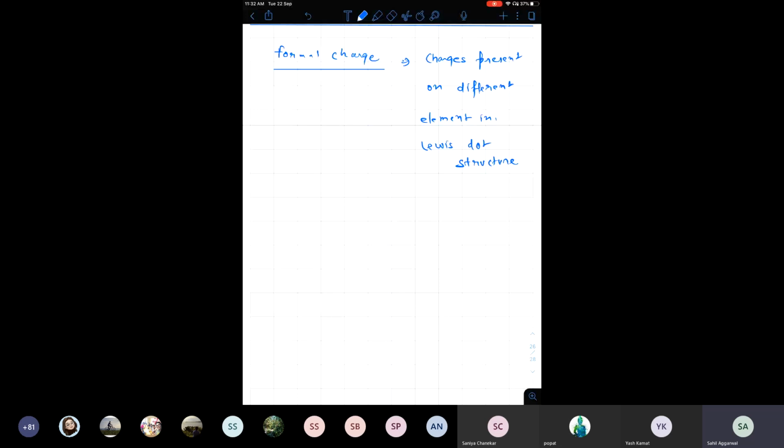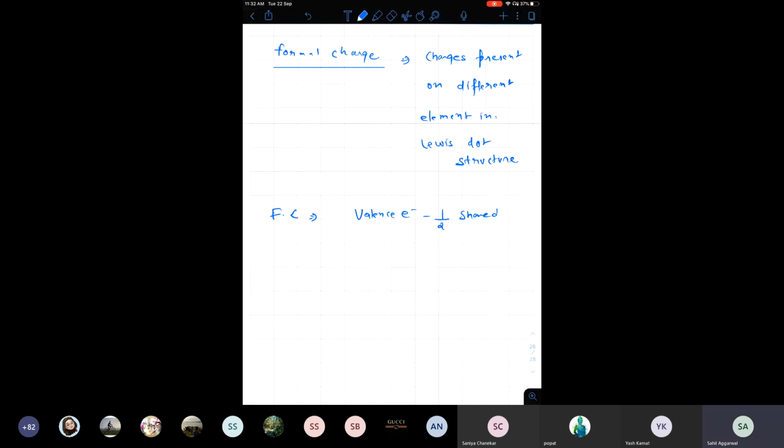Formal charge का फॉर्मूला है वैलेंस इलेक्ट्रॉन minus half of shared electron minus non-bonding, मतलब unshared electron. Unshared electron उन्हीं को बोलते हैं non-bonding electron. Please write down the formula. Valence electron minus half of shared electron minus overall unshared electron. अनशेड इलेक्ट्रॉन का दूसरा नाम है नॉन बॉन्डिंग इलेक्ट्रॉन.